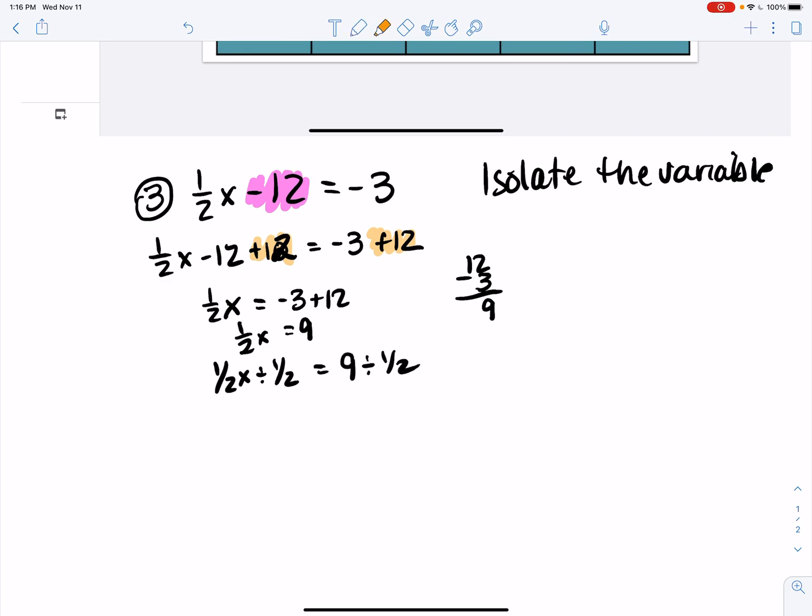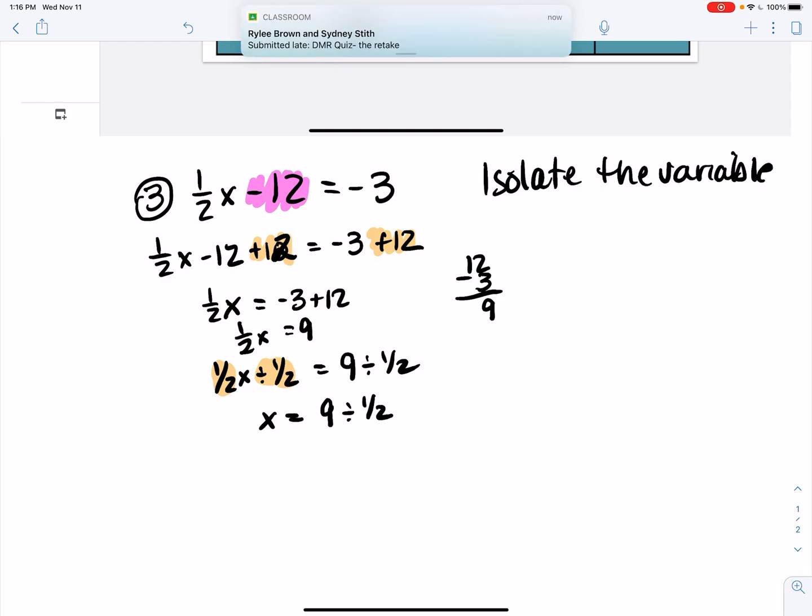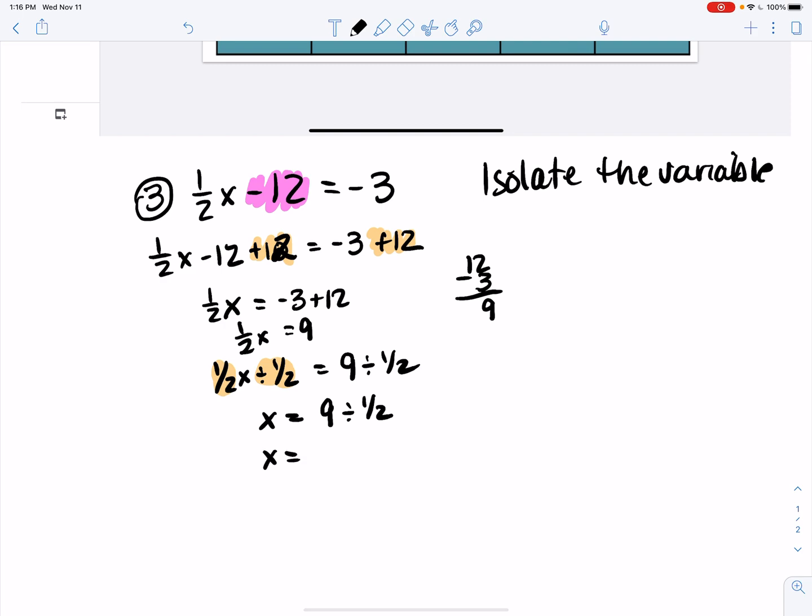I chose 1/2 because 1/2 divided by 1/2 creates 1. So I only have 1x left on this side, equals 9 divided by 1/2. Now, fractions are things that we need to remember. That's why we keep throwing them in there. When you divide by a fraction, you are multiplying by its reciprocal. x equals 9 times 2 over 1. x equals 18. So that's number 3.